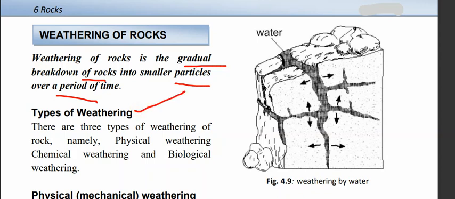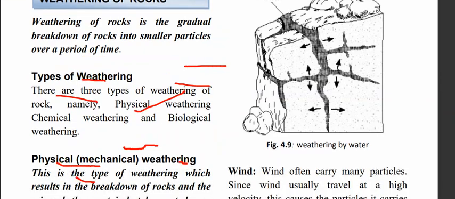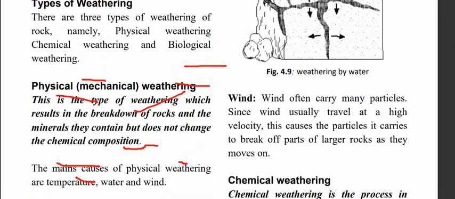Types of weathering. We have three main types of weathering: physical weathering, chemical weathering, and biological weathering.